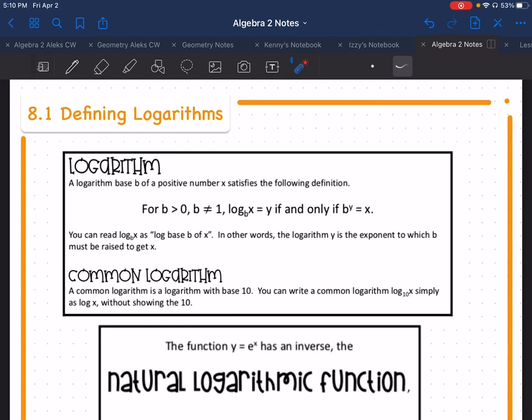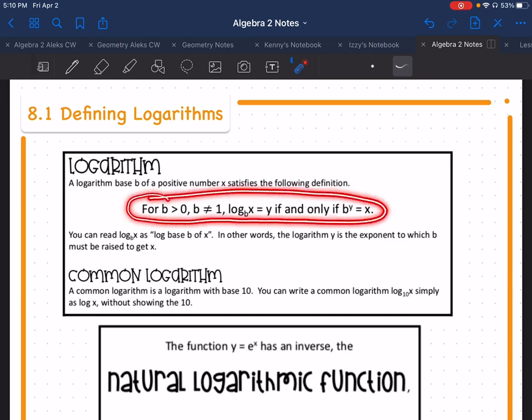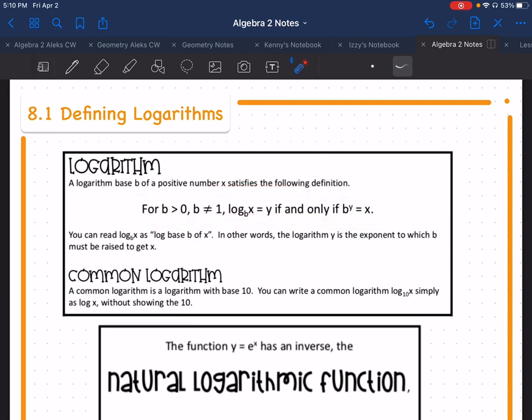Today's lesson is 8.1, Defining Logarithms. A logarithm base b of a positive number x satisfies the following definition. For b greater than 0 and b not equal to 1, the log base b of x equals y if and only if b to the y power equals x.